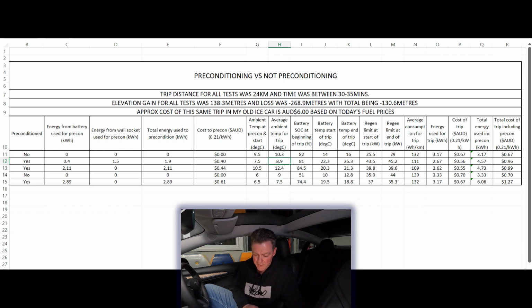Makes the car much nicer to drive. You've got one pedal driving every time you drive, and that's pretty important to me. I mean, we love how these electric cars drive. Why not drive it at its highest performance?